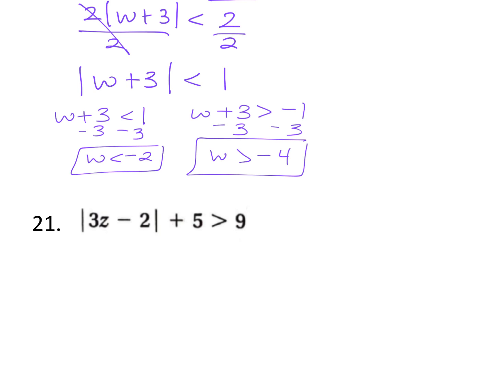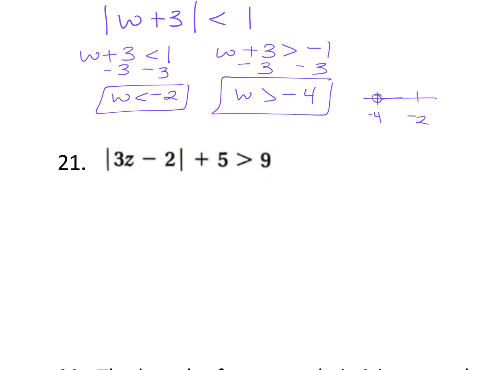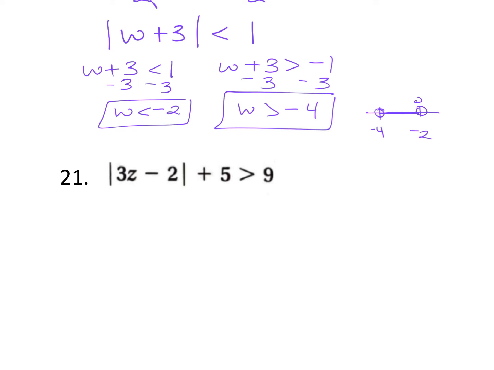Can you tell me by looking at this if this is an and or an or problem? It's an and problem. Yeah, if you were to graph it, you have a negative 4 and a negative 2, right? Greater than negative 4 is going to go to the right. Less than negative 2 is going to go to the left. So you would graph that in between.